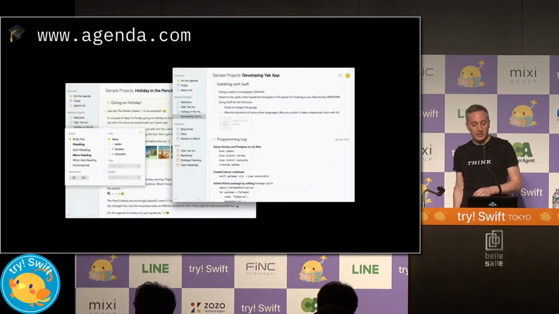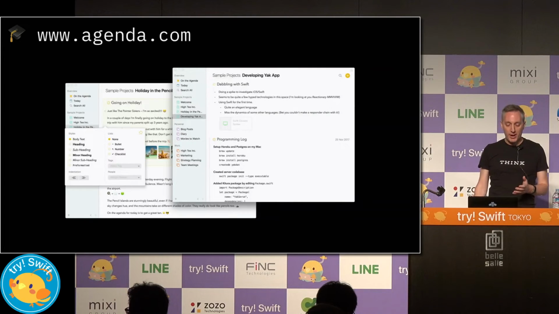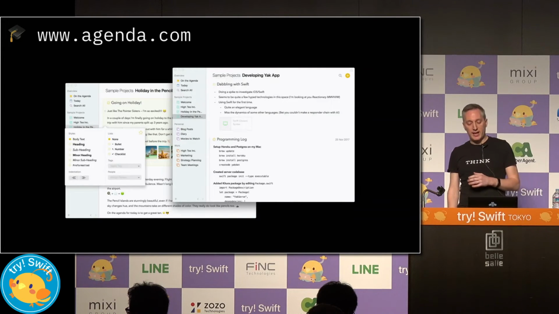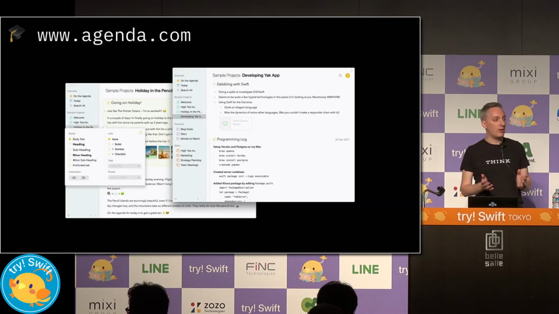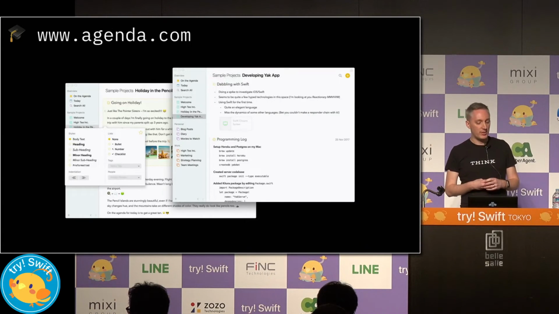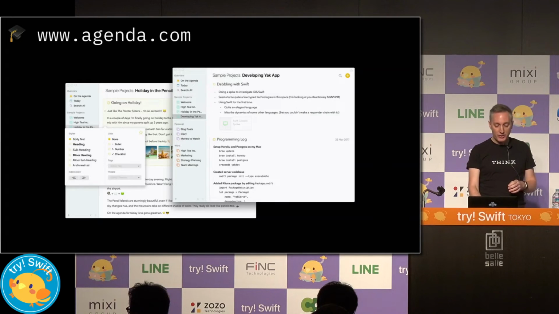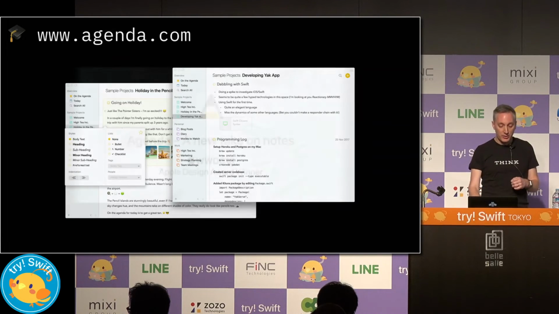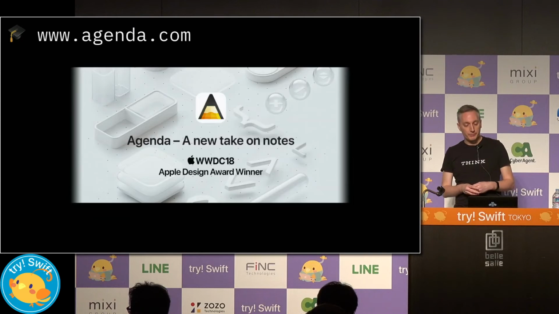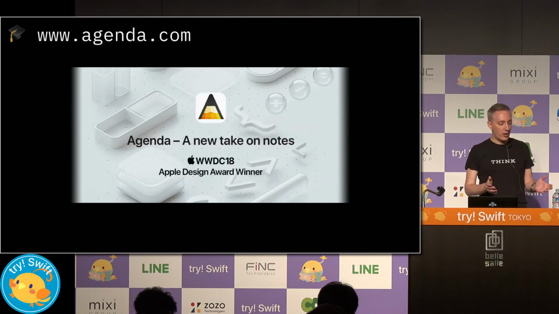The second case study I'd like to mention is Agenda. So Agenda is an amazing notes application for macOS written in Swift. It has a unique approach of organizing notes into a timeline, and it synchronizes your notes across devices using iCloud. At WWDC 2018, Agenda won an Apple Design Award. Where does Kitura come in?